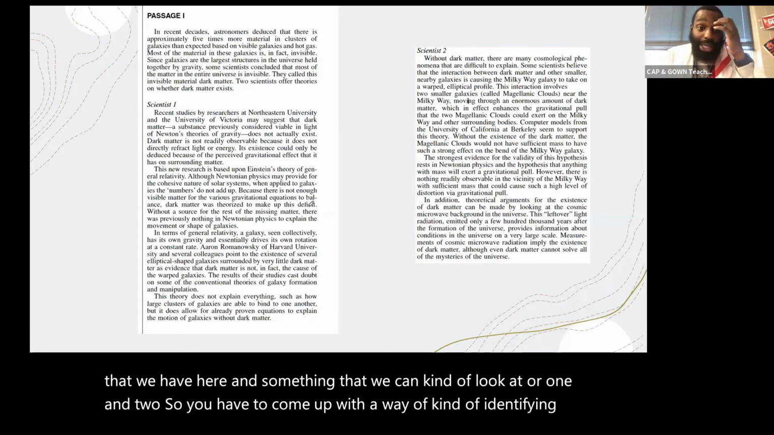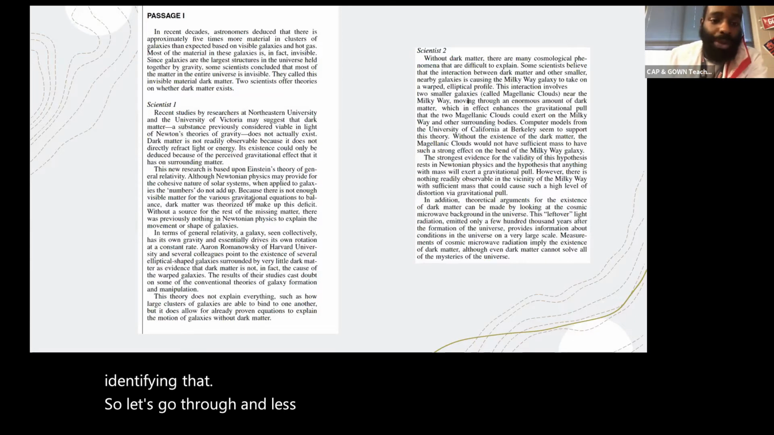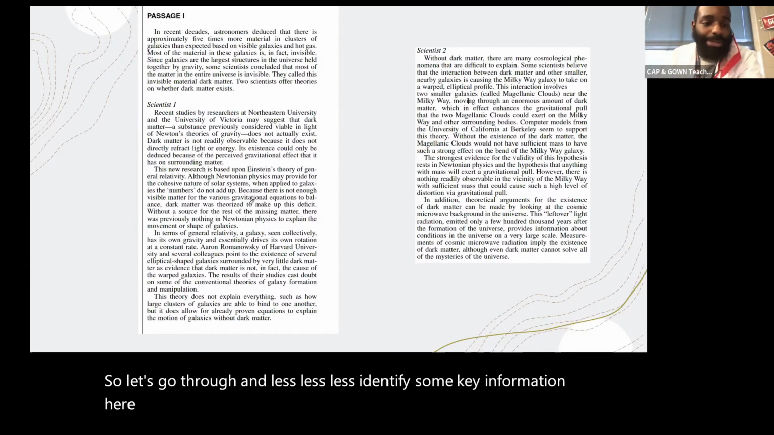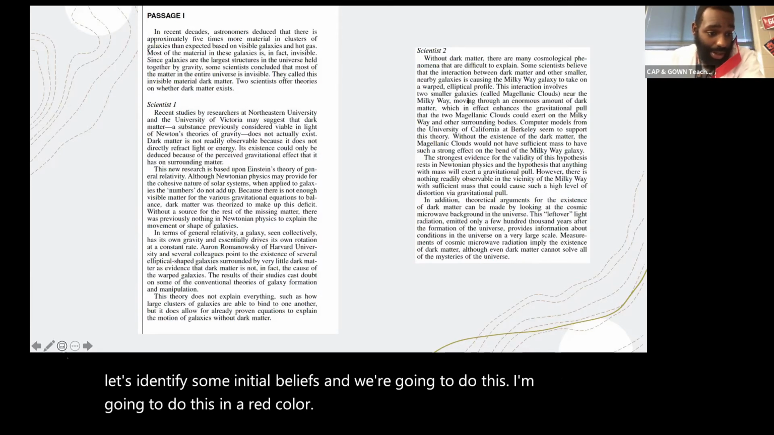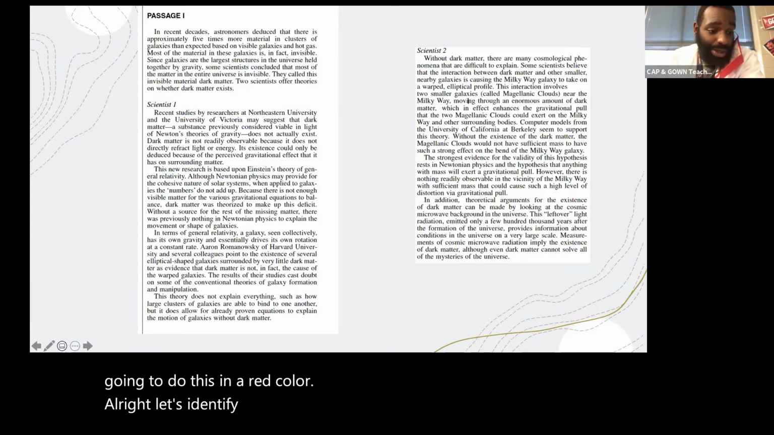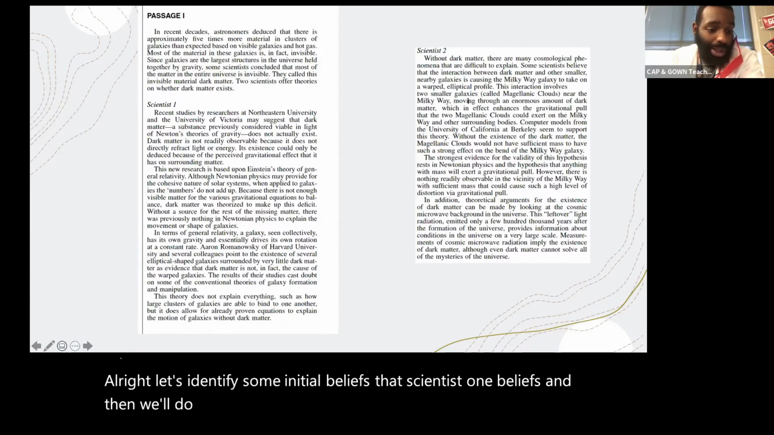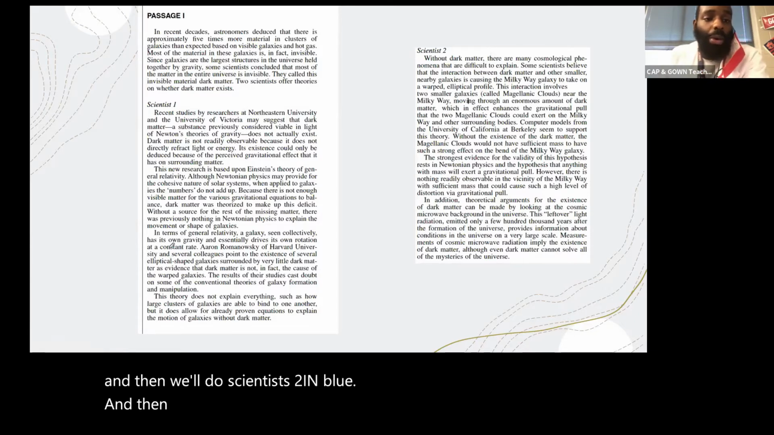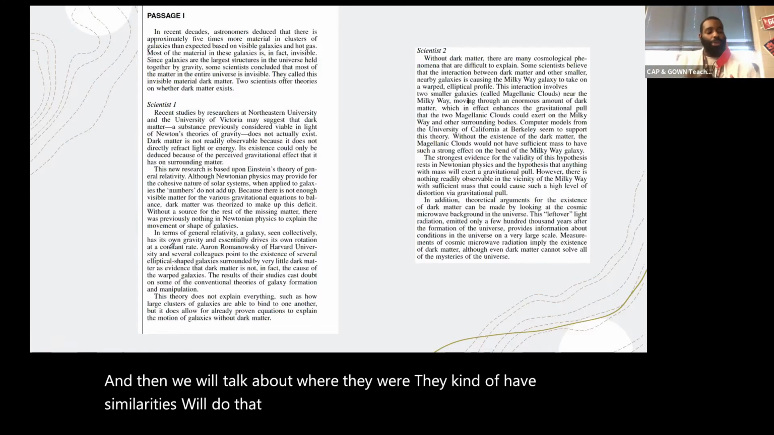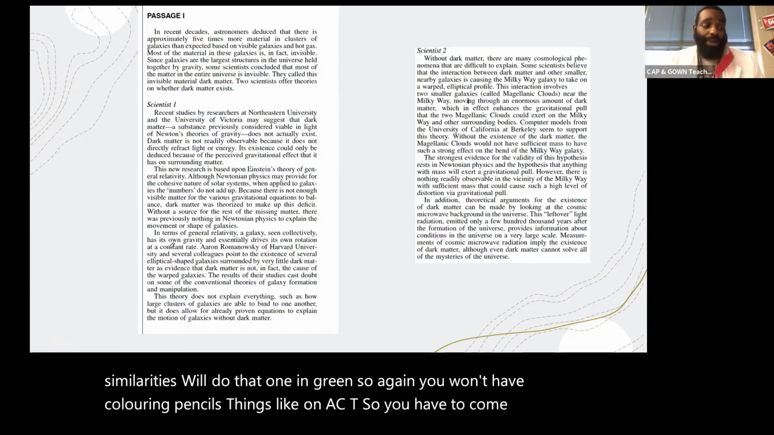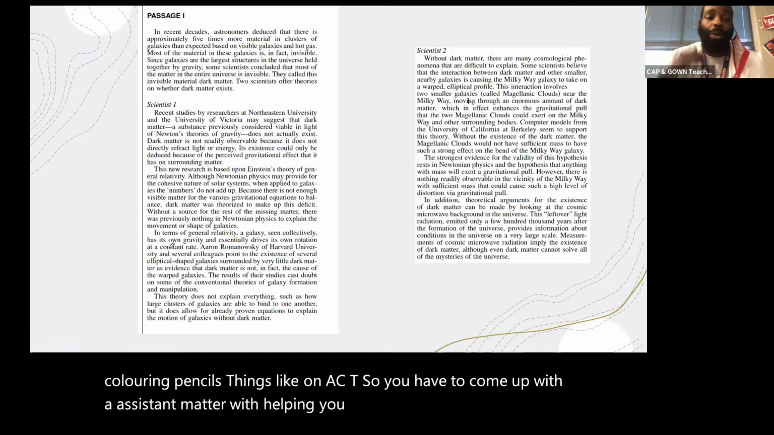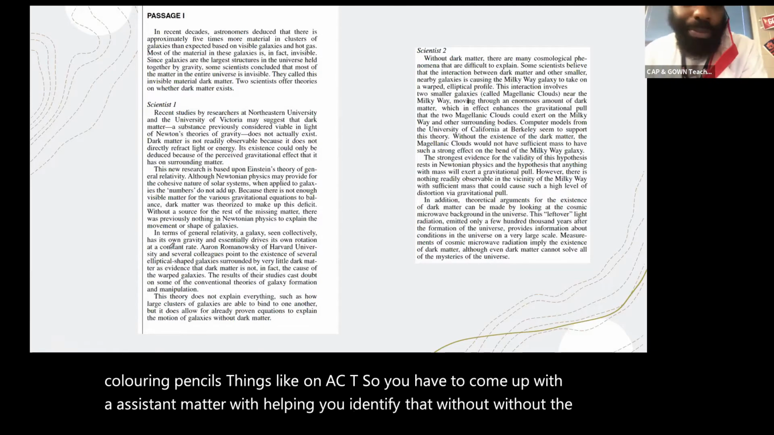So let's go through and identify some key information here. Let's identify some initial beliefs, and I'm going to do this in a red color. Let's identify some initial beliefs that Scientist one believes, then we'll do Scientist two in blue, and then we will talk about where they have similarities. We'll do that one in green. Again, you won't have coloring pencils on the ACT, so you have to come up with a systematic way of helping you identify that without the color.